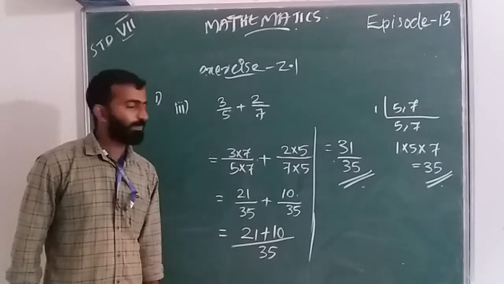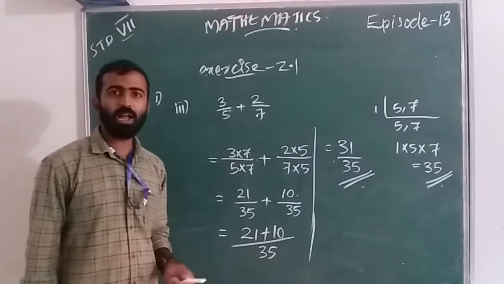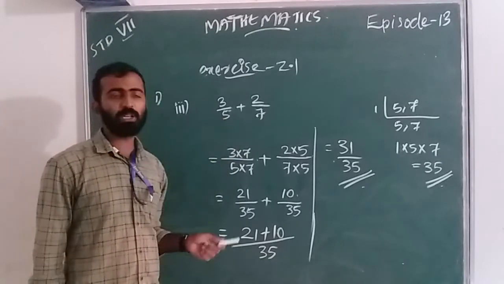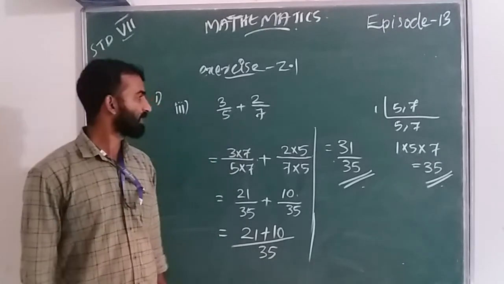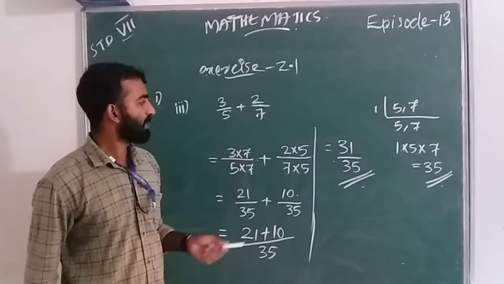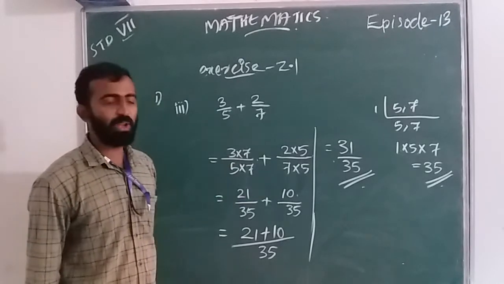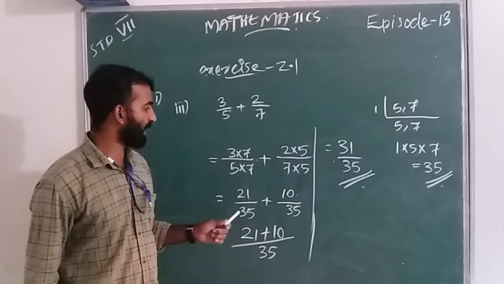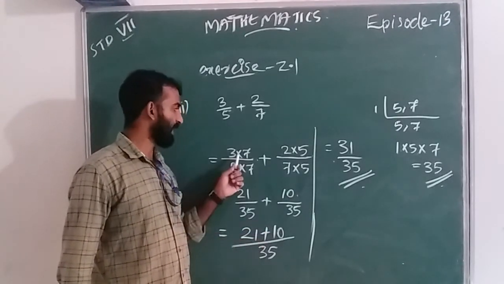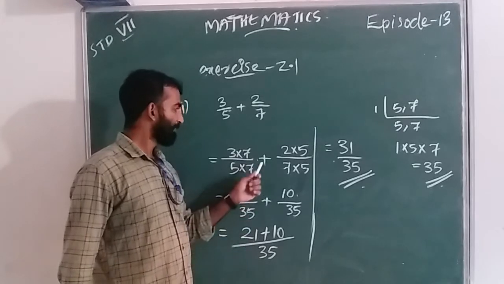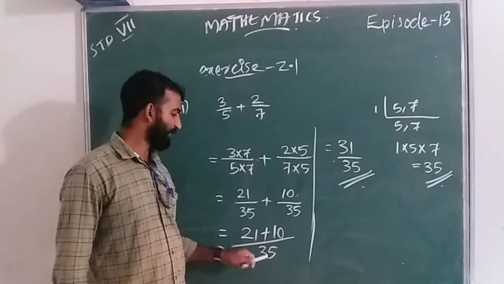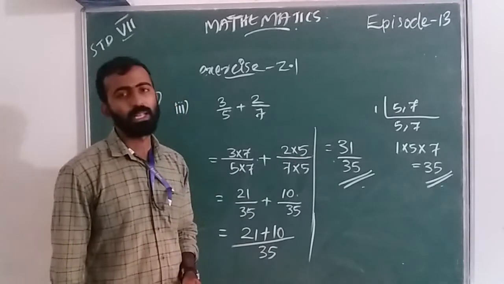35 as LCM. So we want to convert the denominator to the LCM, that is 35. Here 5 multiplied by 7 gives 35. So 5 into 7 upon 3 into 7, plus 7 into 5 upon 2 into 5. That is 21 by 35 plus 10 by 35, where 3 into 7 is 21 and 2 into 5 is 10. So 21 plus 10, all divided by 35, that is 31 by 35.